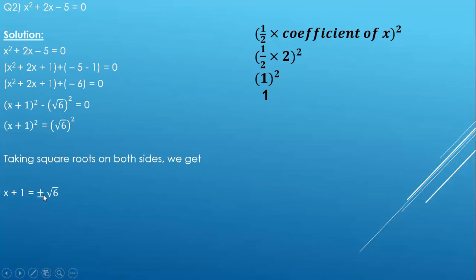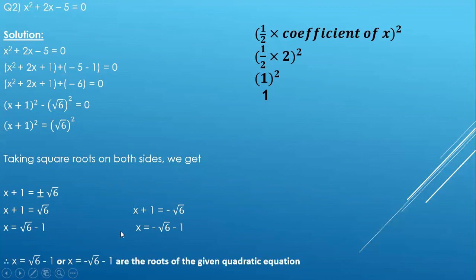Now, since it is a plus and minus, we will be getting two equations. One is x + 1 is equals to +√6. And the other is x + 1 is equals to -√6. And now we will send +1 to the right hand side. And it becomes x is equals to √6 - 1. And this becomes -√6 - 1. Now since these two equations, we cannot solve it further, which means that these two are the roots of the given equation. So x is equals to √6 - 1 and -√6 - 1. These two are the roots of the given equation.